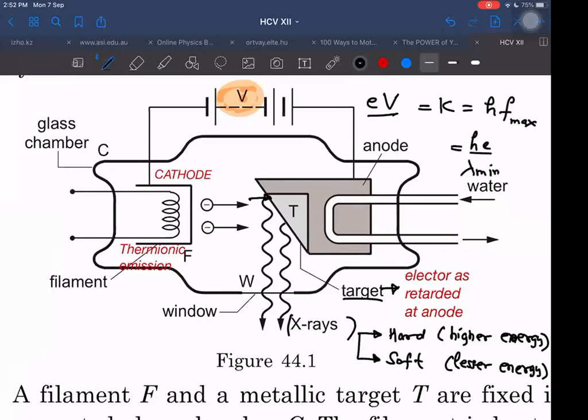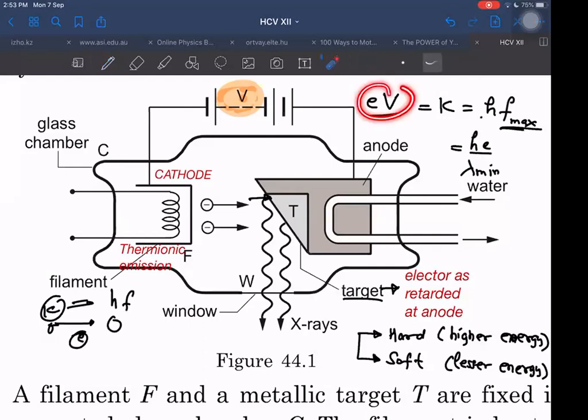Why am I calling it hf max and hc by lambda minimum? Because these X-rays are not of a single frequency. These are of different frequencies. When the electrons are retarded, sometimes, let me give an example, if I take a head-on collision of one electron with some atom, and suddenly its energy completely becomes zero, then the complete kinetic energy will convert into a photon. Then the maximum possible frequency of the photon is obtained by this: f max equals eV by h, the maximum possible frequency of the X-ray.